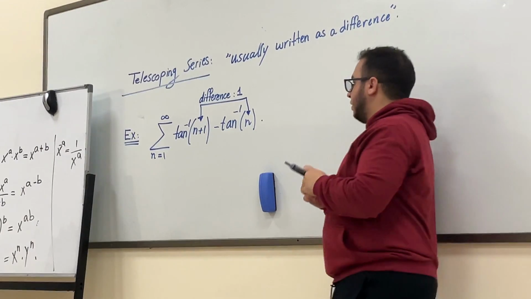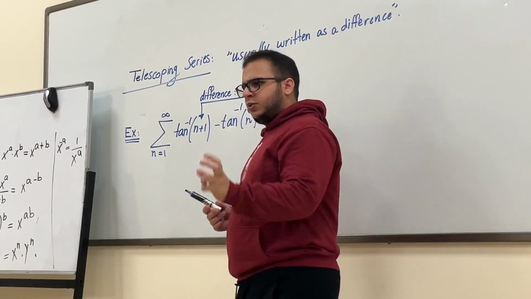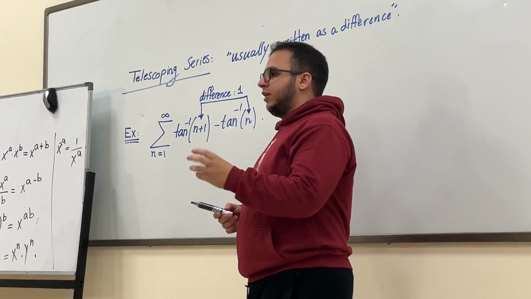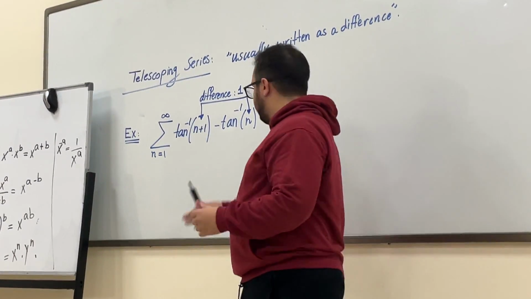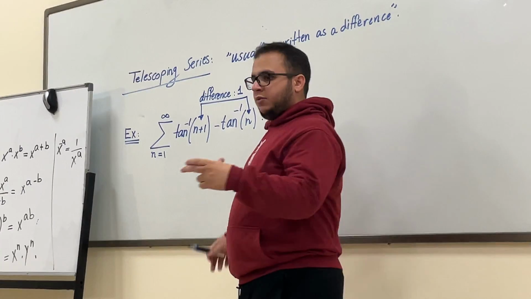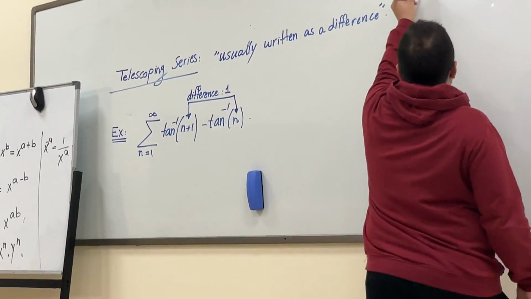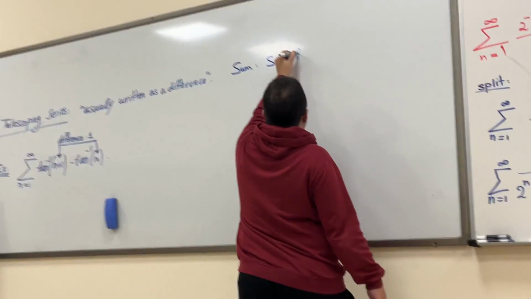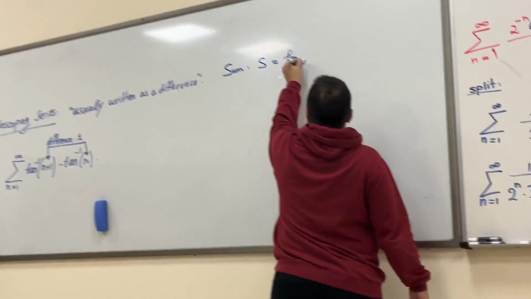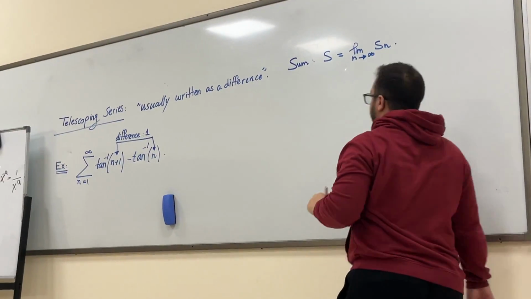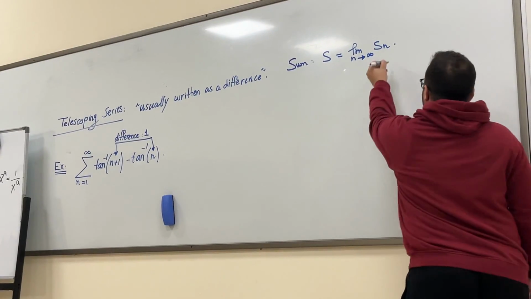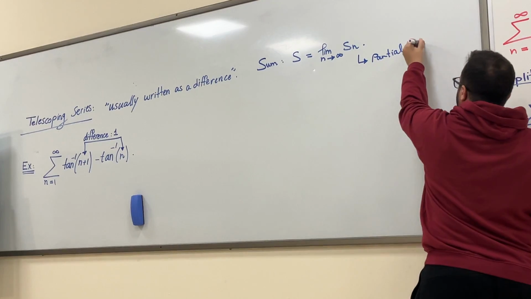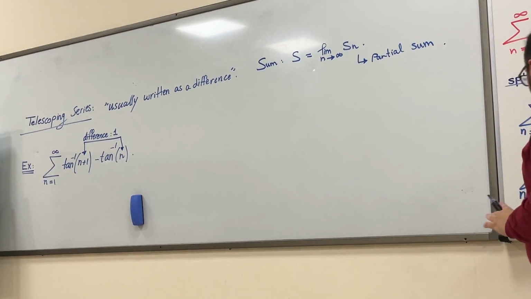Okay. How do we solve any telescoping series? How do we determine if it converges or diverges? There is no rule for that. You're going to write the partial sum. What's the partial sum? We're going to write it down. And then we're going to take the limit of the partial sum. So the sum of any telescoping series, S equals the limit, n goes to infinity of Sn. Okay? Sn is called the partial sum. What does partial sum mean? We will see. Just give me a moment.